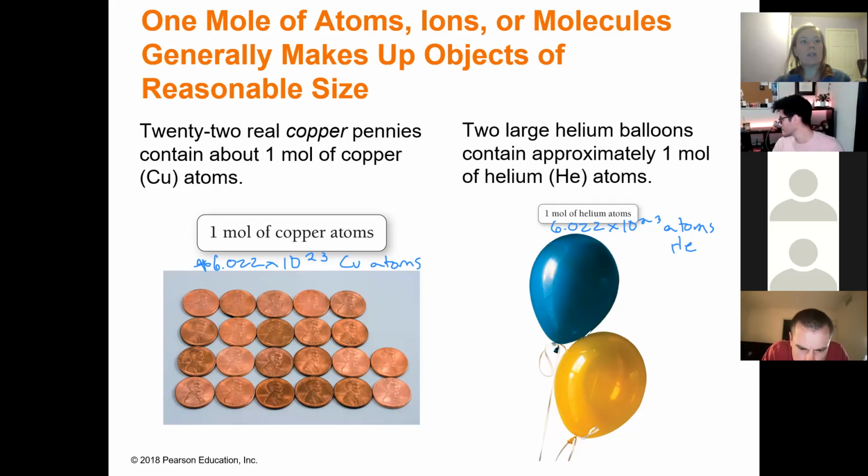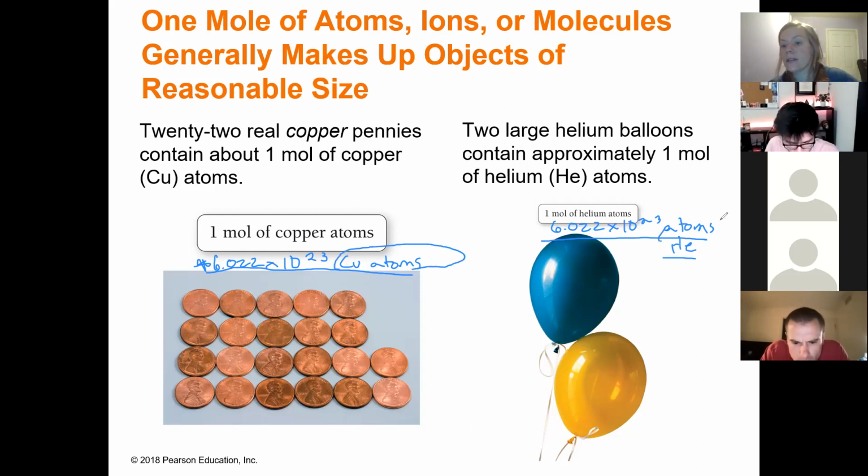So when you hear us throwing around, hey, I've got 1.4 moles of silver, this isn't some astronomically large or small amount. It's something you could probably hold in your hand. Now, just because they're equal to the same number of atoms does not mean they're the same thing. This is copper atoms, this is helium atoms, so they're going to have different properties and different masses. This is going to be much lighter than this. 22 pennies is probably going to be heavier than the helium in these balloons.